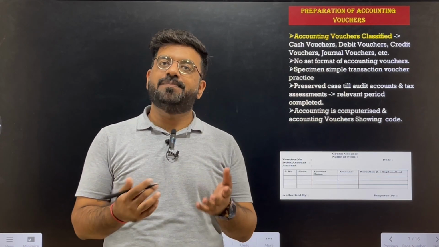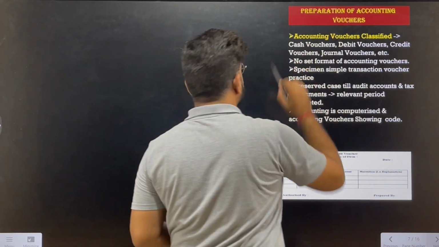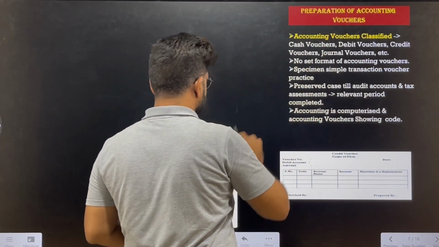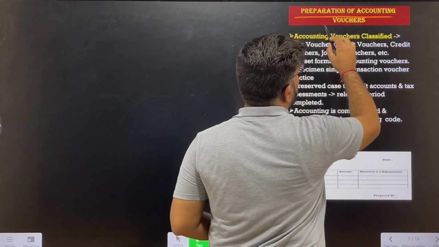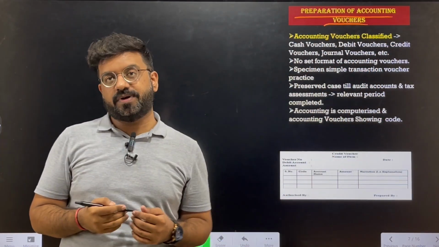Now, next, we will be studying the preparation of accounting vouchers. What is the meaning of preparation of accounting vouchers? How are the vouchers prepared? Obviously, we are simply here to record the transactions. Before that, we have to do some activities so that the recording of transactions can be smooth, because the transactions are recorded with the source document. If there is no source document, we will not be able to record the transactions.